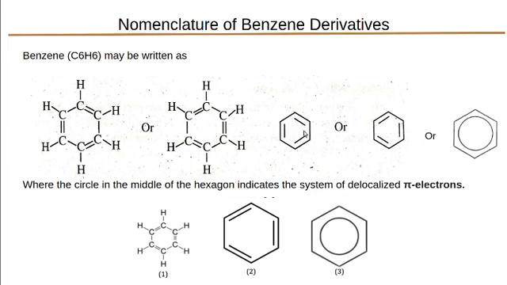Then we can represent benzene without carbon and hydrogen in this way. This structure means on each carbon, or each corner, represents a carbon and on each carbon there is a hydrogen. Then benzene can also be represented in this way with a ring inside the hexagon.